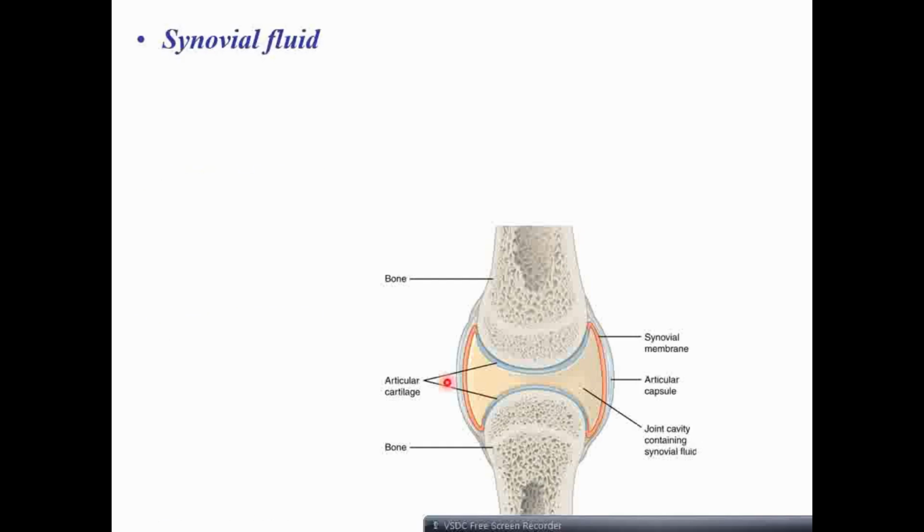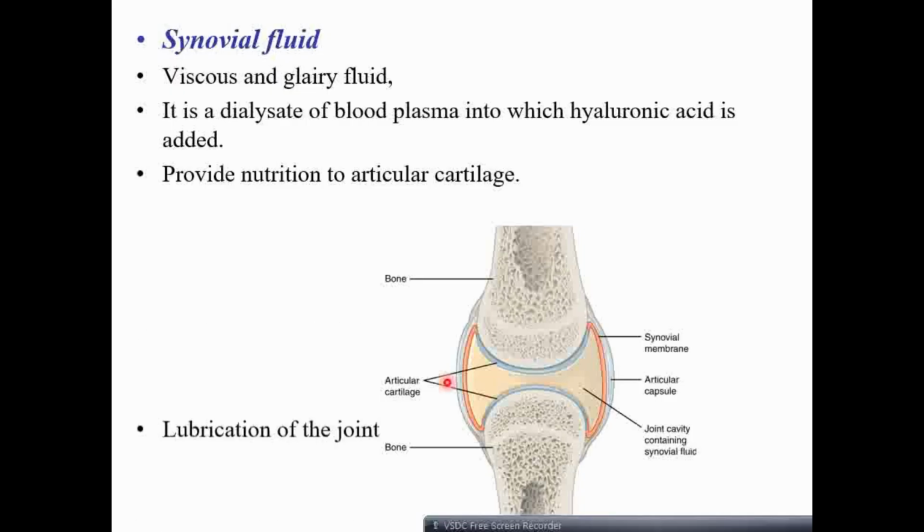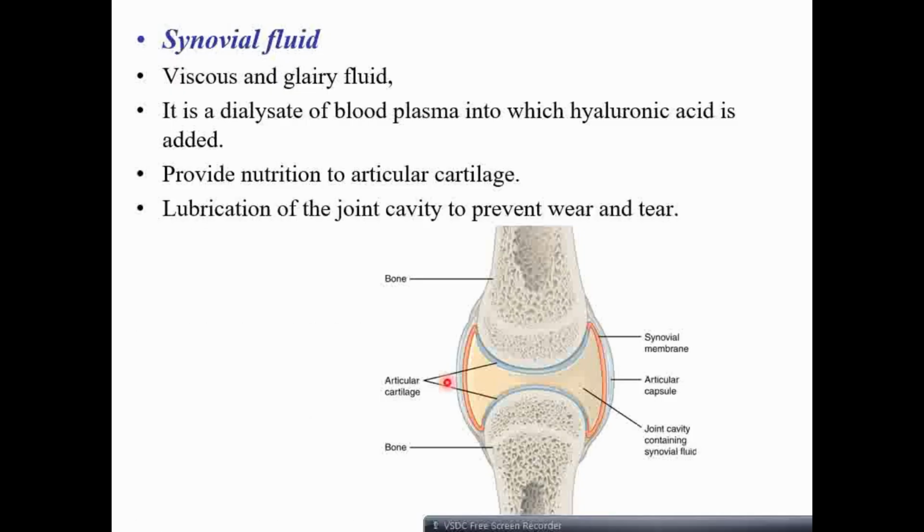So synovial fluid, already we have discussed. It is a viscous and glary fluid. It is a dialysate of blood plasma into which hyaluronic acid is being added. I have already explained it. What does it do? It provides nutrition or nourishment to the articular cartilage and lubrication of the joint cavity to prevent wear and tear. So while we are moving, the synovial fluid is very much required to reduce the friction.